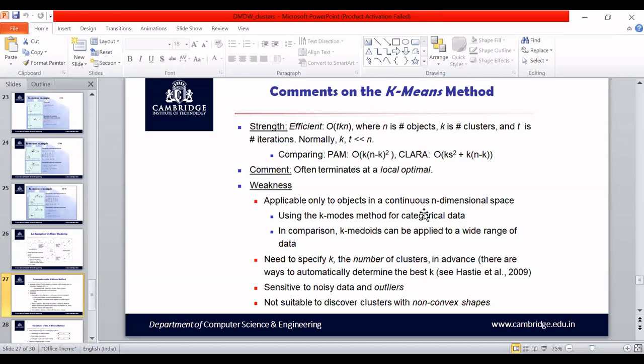And if your data consists of a wide range or if it is a very huge data set, then k-medoid is better when compared to k-means. And it is very essential to know the number of clusters in advance. Otherwise, every time you have to recompute the data, which is a tedious job. That is one more disadvantage.